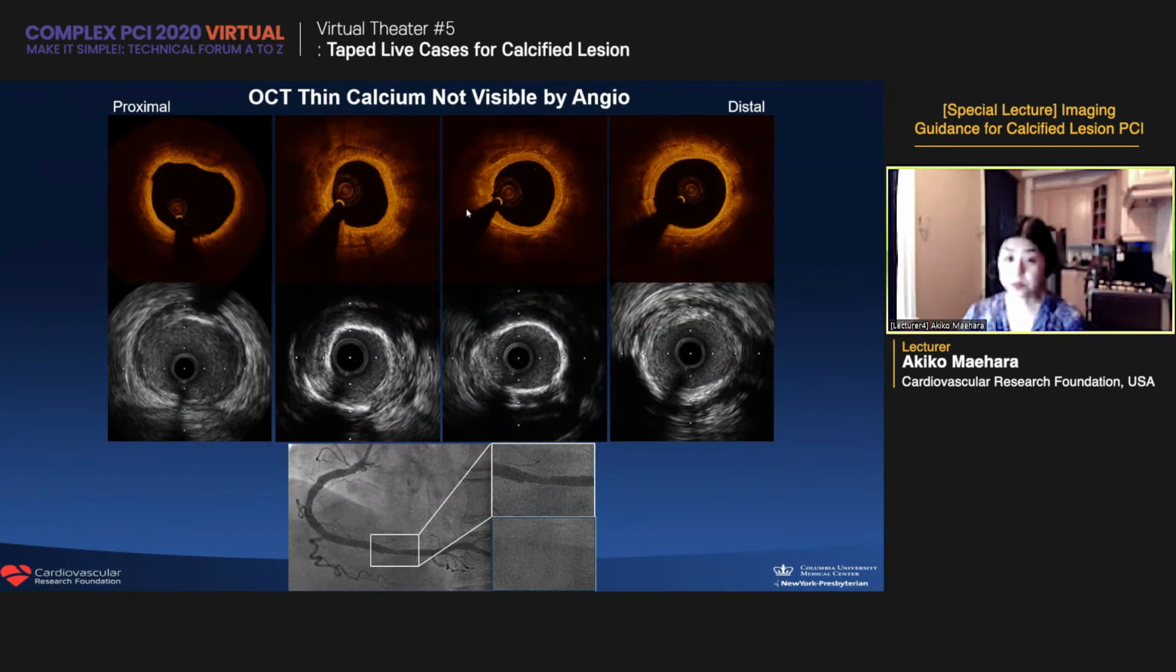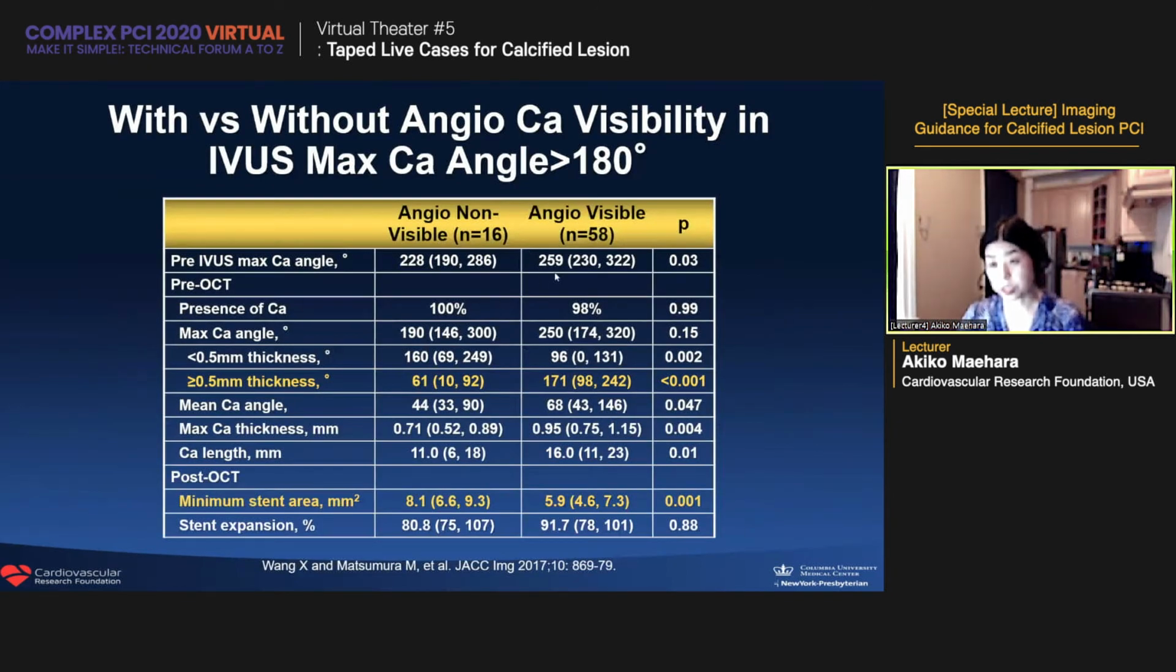However, if you look into the OCT, there is a calcium which is exactly the same as on IVUS, but this calcium is thin. That is the reason we couldn't see it by angio. So to answer that kind of question more clearly, we picked up the cases by IVUS. Maximal calcium angle is 180 degrees, and then we compare the angiographic visible calcium versus non-visible calcium using the OCT.